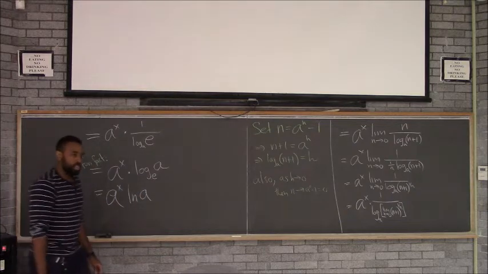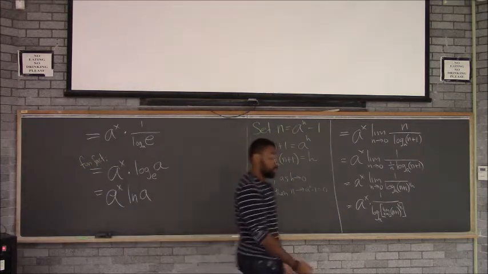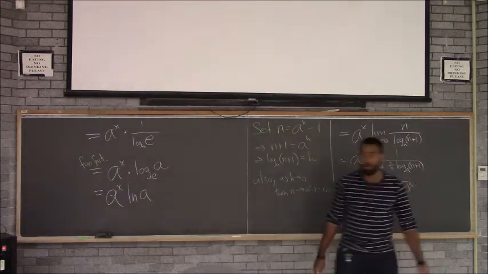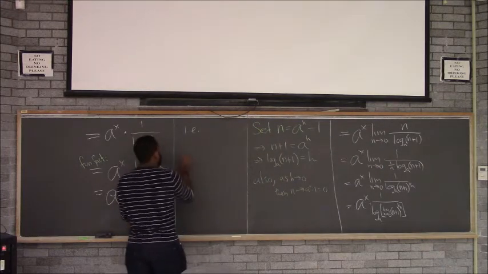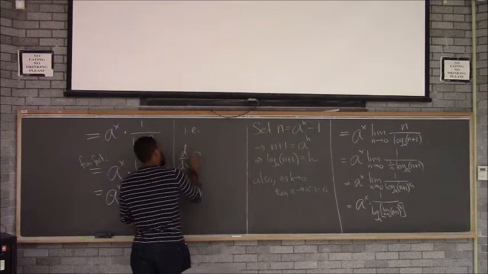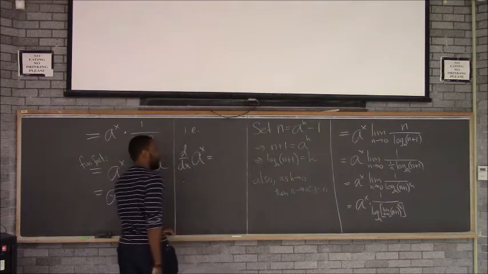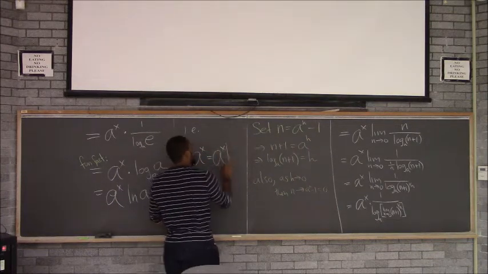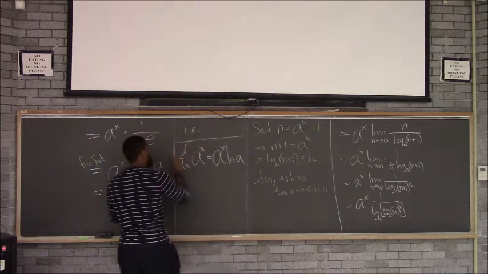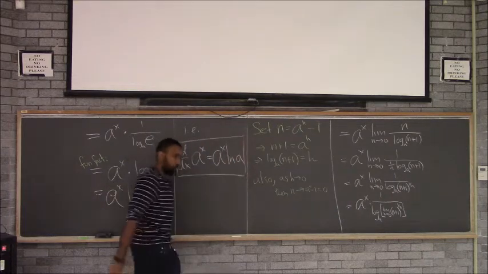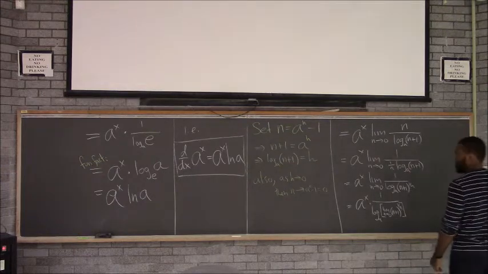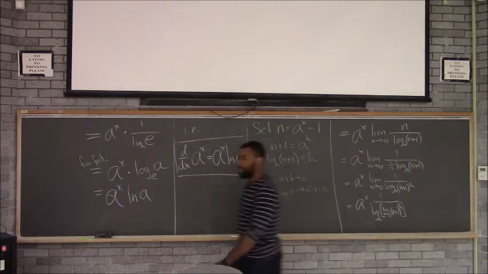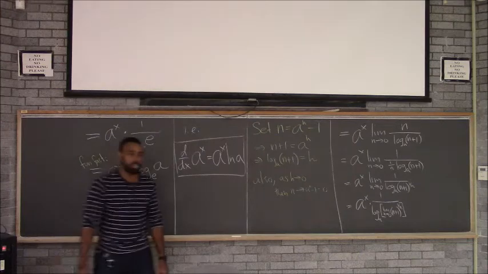The derivative of an exponential function is the original function times the log of the base. That is, if I want to differentiate a to the x, the derivative is a to the x ln a. And this is something we have to remember. This is a rule that we know now. Now, there is a very special case to this rule.